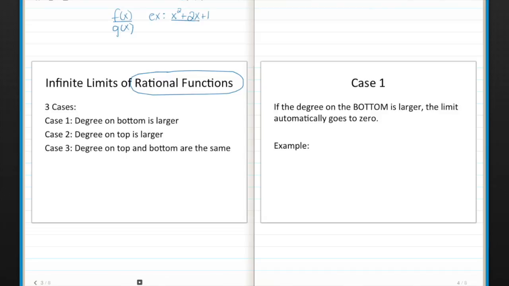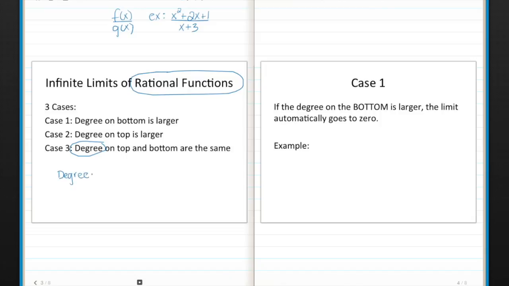For example, if you're looking at a function that looks like x squared plus 2x plus 1 over x plus 3, we have a function on the top, our x squared plus 2x plus 1, and a function on the bottom, x plus 3. So these are the types of functions we'll be looking at, and there are three cases here. In case number 1, the degree on the bottom is larger. In case number 2, the degree on top is larger. And in case number 3, the degree of the polynomial on top and bottom is exactly the same.